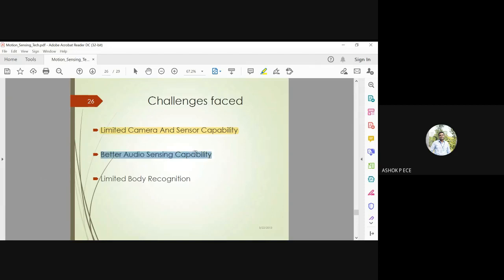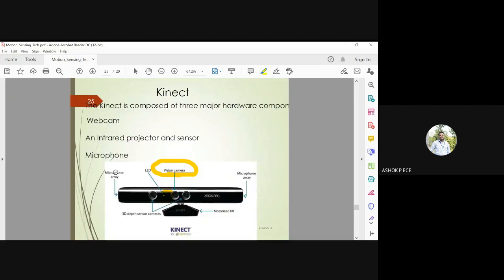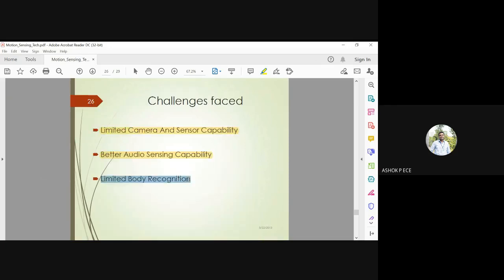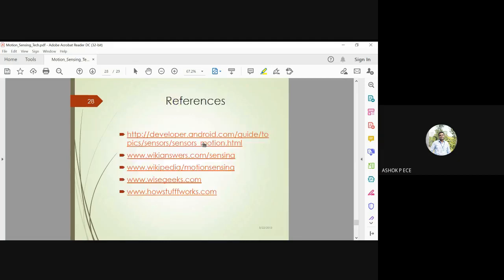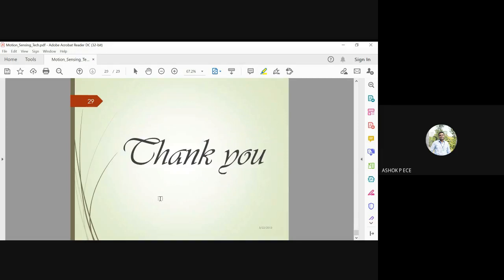There is better audio sensing capability because you have a microphone array. When you have an array, it can detect even the minutest sound for you to take further actions. And limited body recognition. So motion sensing is important in gaming and will slowly start making an impact, and it will make its biggest impact in non-gaming applications. So the references are there. You can go through them for additional information if required.